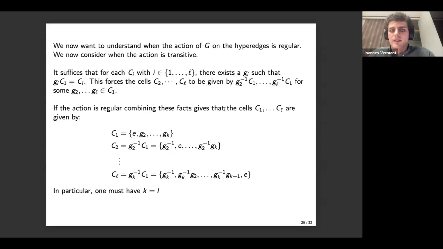And this means that if the action is regular, it determines the cells C1 up to CL. So the cells are then given by this first cell, which is given by E, G2 up to GK. The second cell is then given by G2 inverse times C1, so it's G2 inverse E, G2 inverse times G3, and so on. And then the final cell is GK inverse times C1. And in particular, if the action is regular, it also forces K to be equal to L.